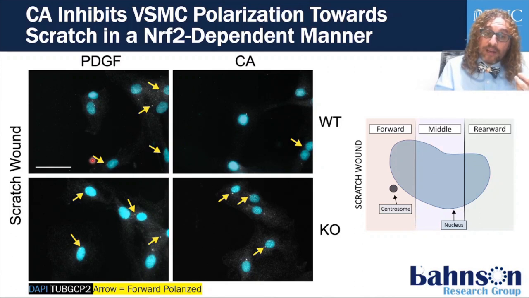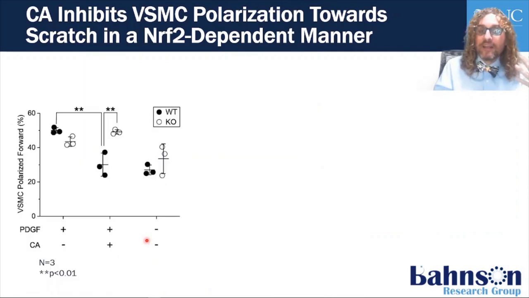Here we have in yellow the cells with forward-facing centrosomes, and we see that cinnamic aldehyde reduces the number of cells with the centrosome forward-facing in the wild type and not the knockout. But we are going to quantify this to show you this better. So here we see how the number of cells with centrosomes towards the scratch wound is significantly reduced in wild-type cells, but not in knockout cells. In wild-type cells, actually, it looks like unstimulated cells that do not migrate.